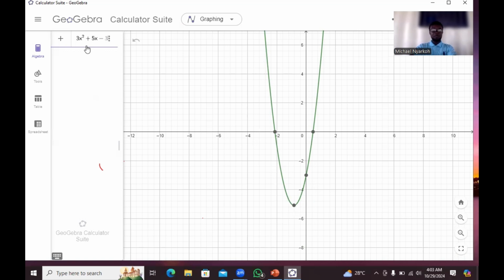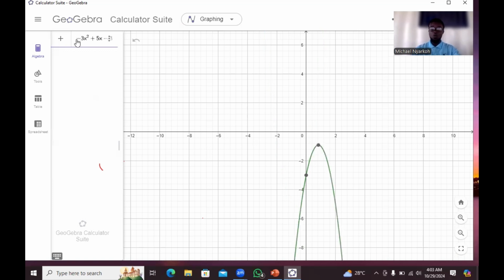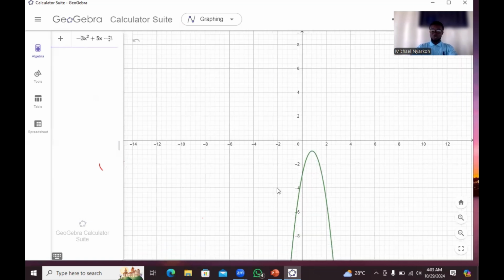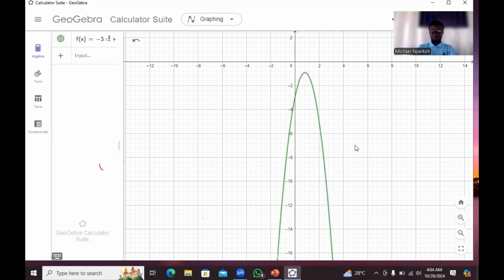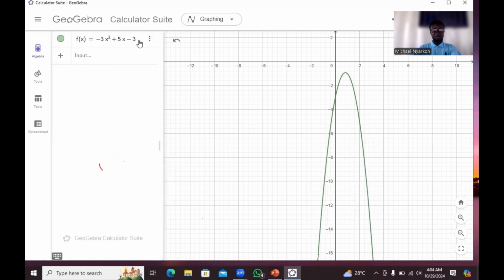Is that okay? Now, what happens if a is negated? I mean, 3 is negated. Let's see. So once 3 is negated, see what happens to the function. It's now turned. It comes upside down. Is that okay? Perfect. Let's now look at the final type that we were talking about.